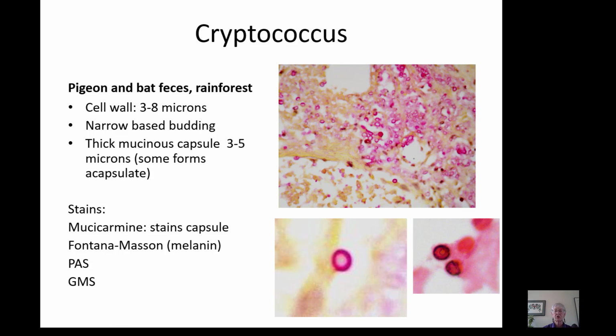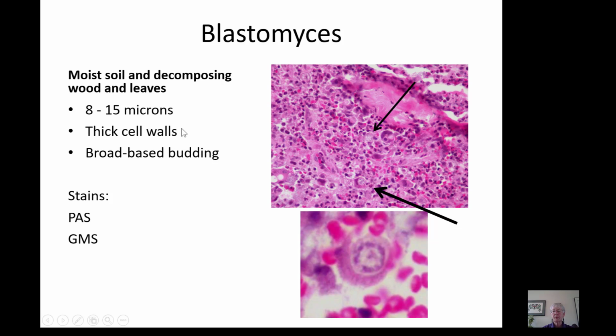So that's Cryptococcus. This is Blastomyces. Again, it's a big organism, 8 to 15 microns. It's characterized by a very thick cell wall. Often the cell wall is slightly refractive. When you find it budding, the buds are broad-based. And again, the appropriate stains are PAS and GMS to identify the organism.